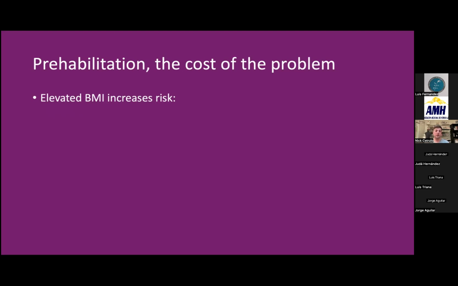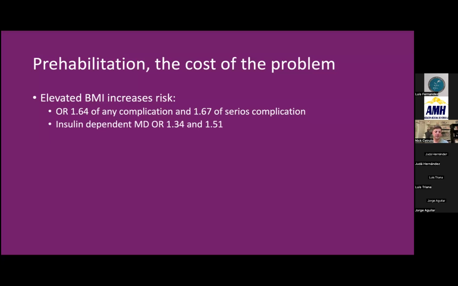We care about this because anything that complicates a hernia surgery or leads to increased recurrence increases cost to the hospital system, to the medical system, and to patients. So an elevated BMI, a BMI over 40, has an odds ratio increase of 1.64 for any complication and a 1.67 odds ratio increase of serious complication. Insulin-dependent diabetes, 1.34 and 1.51. This is diabetes usually with a definition of a hemoglobin A1C of 8 or greater, and that can be more or less strict depending on your personal preference.